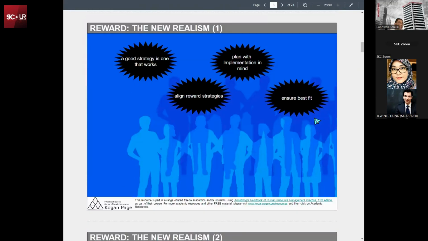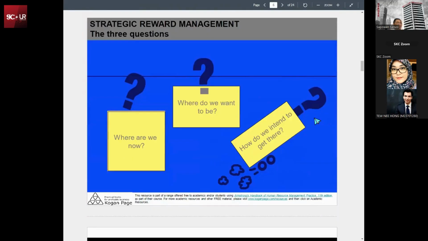Apa yang kita kena tahu? Why should we? The first, where are we now? Where is the company now in terms of the reward strategy, in terms of the reward system? Do we have a good performance management system in the first place?